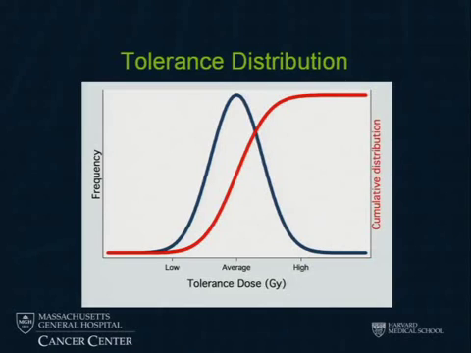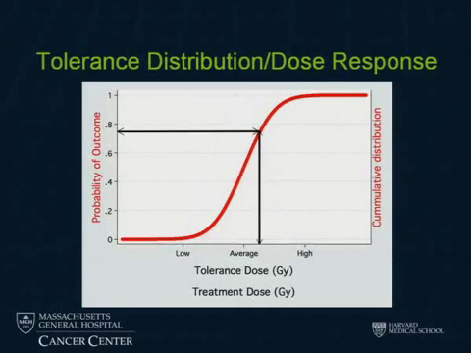You can present this distribution in cumulative fashion. So the cumulative distribution of tolerance dose, if the underlying distribution of tolerance is bell-shaped, will be S-shaped. It's just a consequence of the assumption that there are more patients with tolerance around the average, and fewer patients with very high tolerance or very low tolerance. So that's the origin of the S-shaped cumulative tolerance distribution. So how do we quantify it?